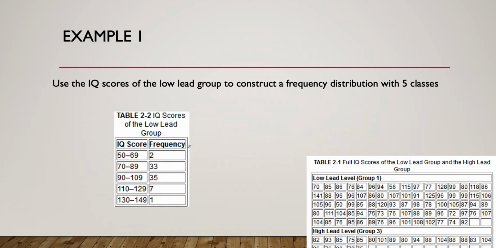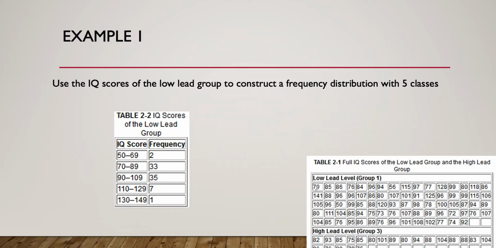For example, using these IQ scores for the low lead group to construct a frequency distribution with 5 classes. So this top data set here. This would be, for us to space it out, an IQ score of between 50 and 69, there are 2 of those. Between 70 and 89, that would be 33. Between 90 and 109, that's 35. Between 110 and 129 is 7. And between 130 and 149 is 1.